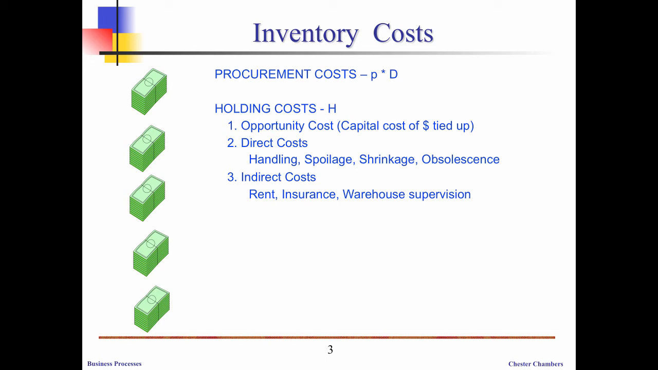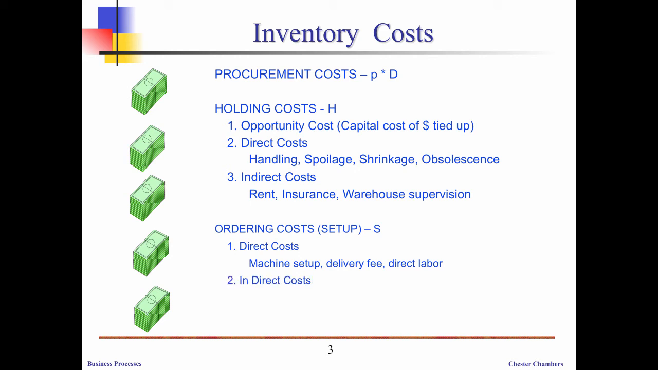We must also acknowledge the cost associated with placing orders. These are sometimes called setup cost, which I write here as S. Again, these costs may be direct, such as delivery fees, cost to unload a truck, or set up a machine. They can also be indirect cost, such as allocated overhead related to staff or information systems that track inventory.